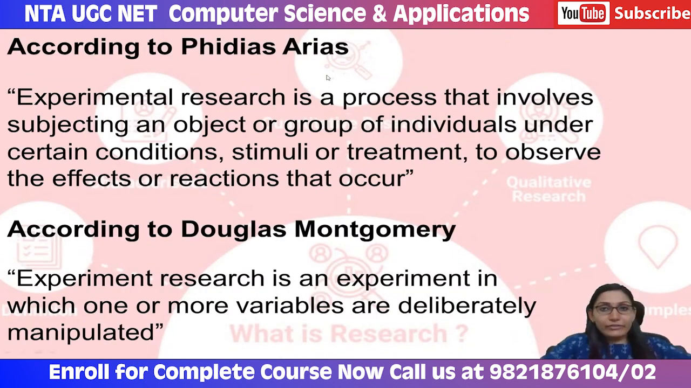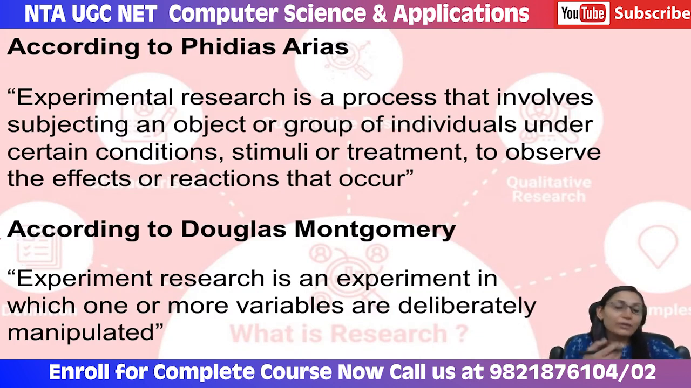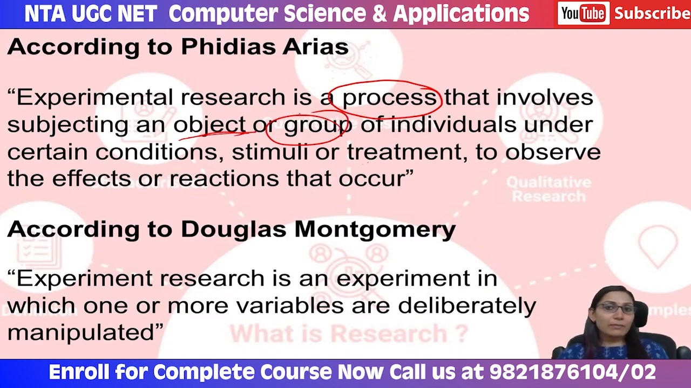Now, according to Phidias Arias, these definitions are not important for you. We do not really get a correct definition for experimental research, but to make this concept clear, I have given all these. So, experimental research is a process that involves subjecting an object or a group of individuals under certain conditions, stimuli or treatment to observe the effects or reactions that occur.